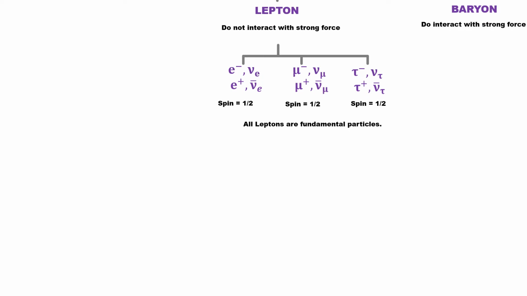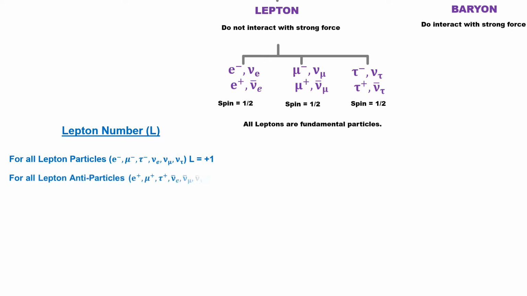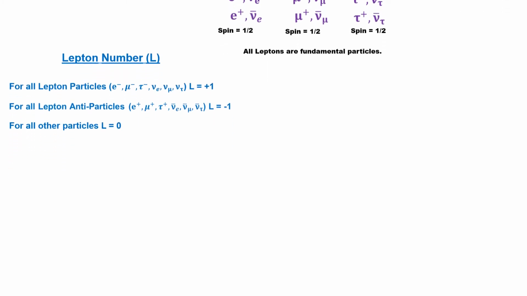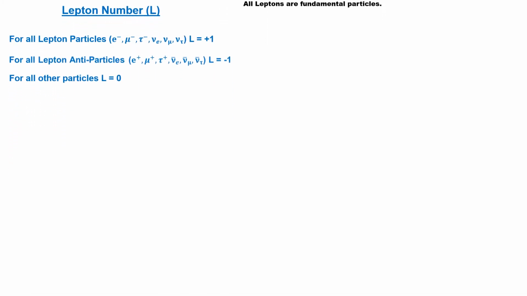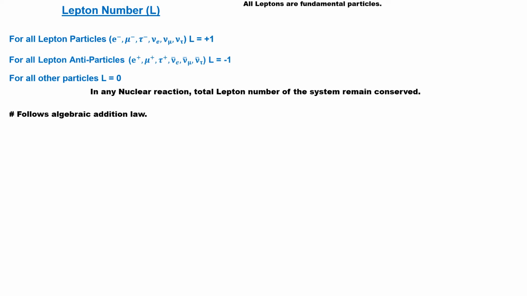To separate all leptons from each other, a new quantum number was defined, which is called lepton number. For all lepton particles, the lepton number is +1, while for all anti-lepton particles, the lepton number is -1. Particles which are not leptons have their lepton number 0. According to lepton number conservation, in any nuclear reaction, the total lepton number should remain conserved. Lepton numbers follow the algebraic addition law.